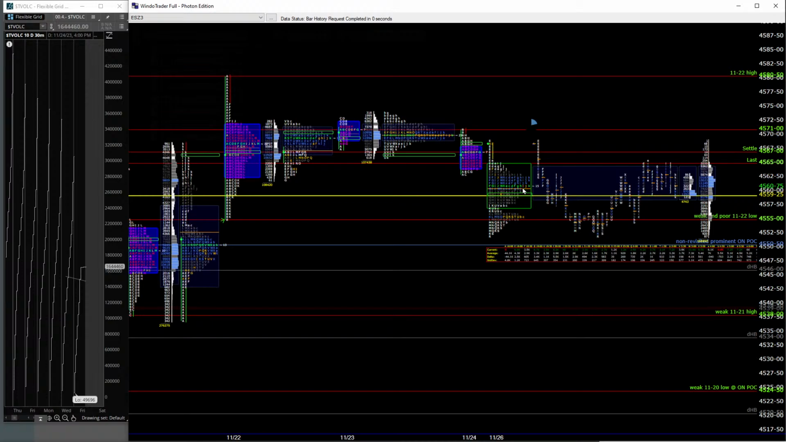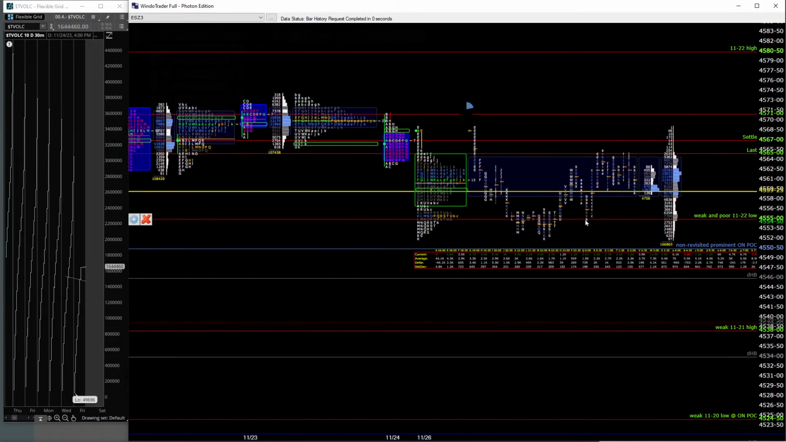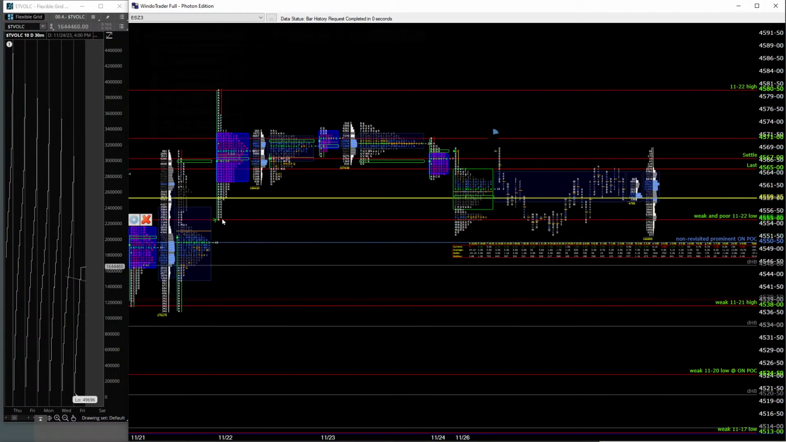I guess my focus right now at the opening, or my yearly focus, is this low here. What the market does at the opening. Also, notice where this market was being bought from. One tick from this low here. Very, very questionable.